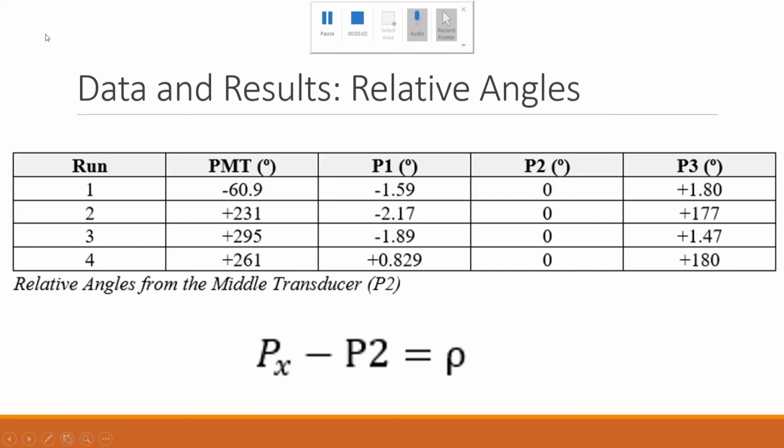So then we look at the relative angles. We can see that we just subtract from each of the columns the value that's in P2, which was not originally 0, but it is now because we're looking at relative angles. So it helps us understand what's happening phase difference wise.